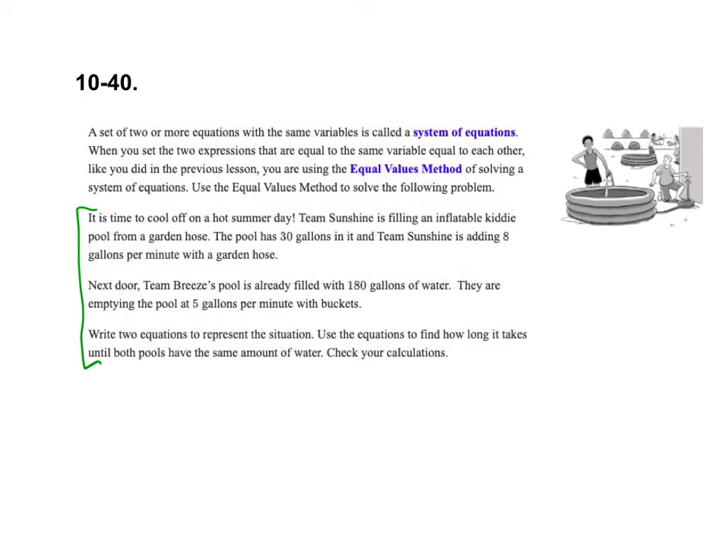So let's figure this out here. So let's take a look at what's happening. So first I've got Team Sunshine, and they're filling the inflatable pool with the garden hose, and it has 30 gallons in it, and they're adding 8 gallons per minute. So if I think about Team Sunshine, my key information is this. Their pool has 30 gallons in it. So whether it's been 10 minutes, whether it's been 0 minutes, it's starting with 30 gallons. But they're adding 8 gallons per minute. So I'm trying to find out what is my total amount of water in it, which I'm going to call that y.